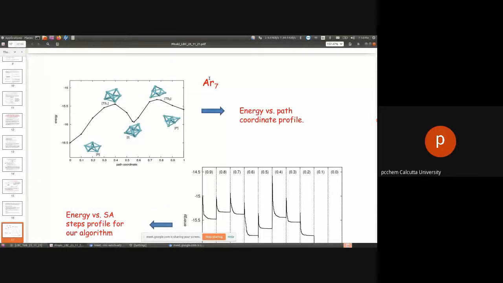Let's say I have a cluster which is basically a 7-atom cluster of argon atoms. Now, why are we using noble gas systems? To be honest with you, they are very easy to treat theoretically. And with the limited computational resources we have, noble gas systems can be treated with basically what we have. And the potential energy surface is extremely simple. It is basically Lennard-Jones or van der Waals.